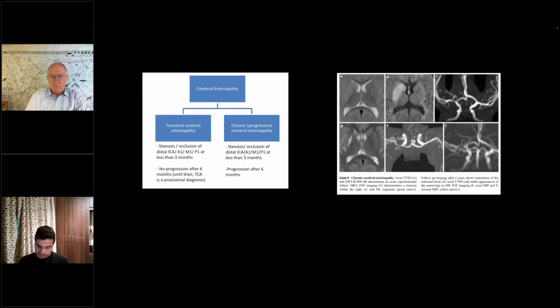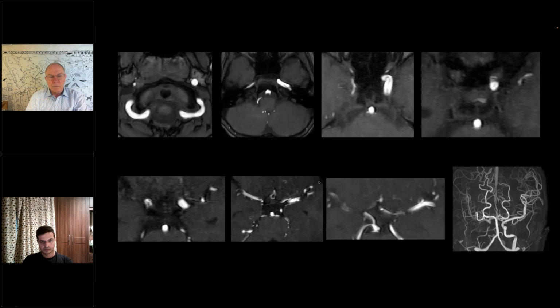Again, going down to the possible diagnosis, is it a chronic progressive cerebral arteriopathy? Though clinically it has not progressed, and imaging-wise also I do not see any progression. At this moment, I'll open this case for comments.